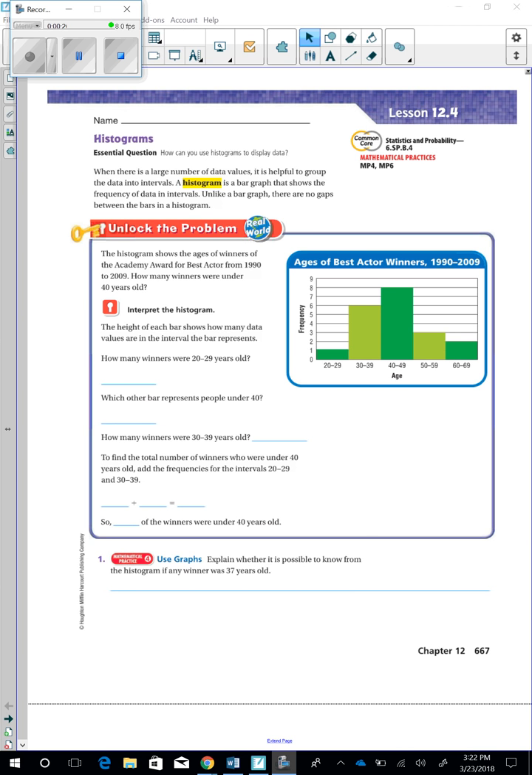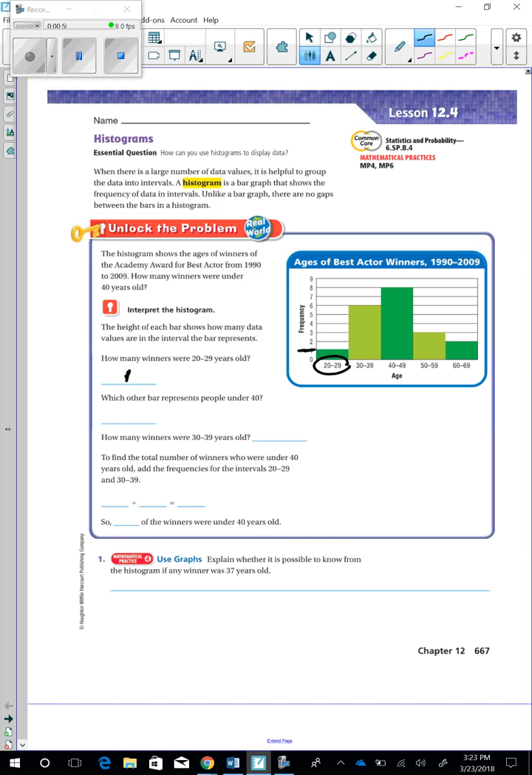The histogram shows the ages of winners of the Academy Award for Best Actor in 1990 to 2009. How many winners were under 40 years old? Interpret the histogram. The height of each bar shows how many data values are in the interval that the bar represents. So how many winners were between the ages of 20 and 29? We would look right here to get that information. If we look really carefully, it's up to number 1. So we would put 1 here.